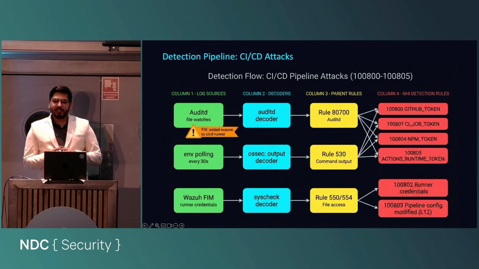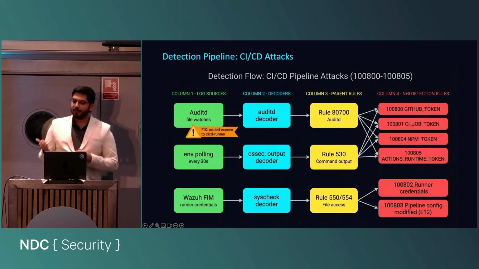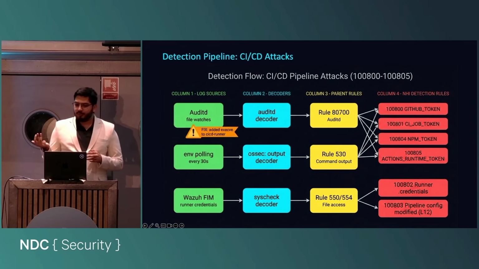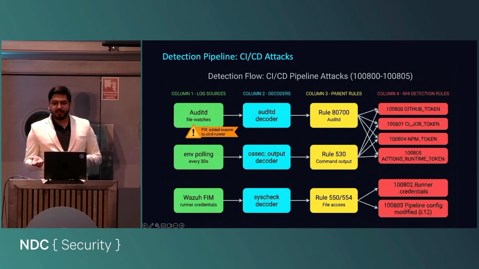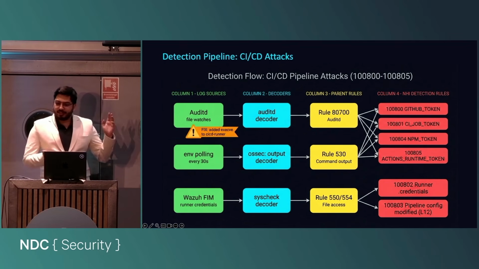For the CI/CD token detection, we have GitHub tokens, CI job token, npm actions runtime token. These are all pulled from the environment variables. Along with this, FIM monitoring of the runner credential files and the pipeline config modifications are all being monitored here.